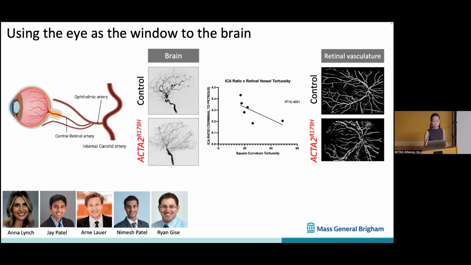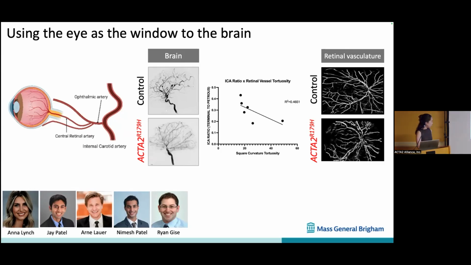And finally, I'll introduce our rationale behind using the eye as a window to the brain. So in this schematic here, we see that the central retinal artery, which feeds the retina, is a branch of the ophthalmic artery, and the ophthalmic artery is actually a branch of the internal carotid artery in the brain. So what this means is that the retinal vasculature is actually a direct extension of the cerebral vasculature.